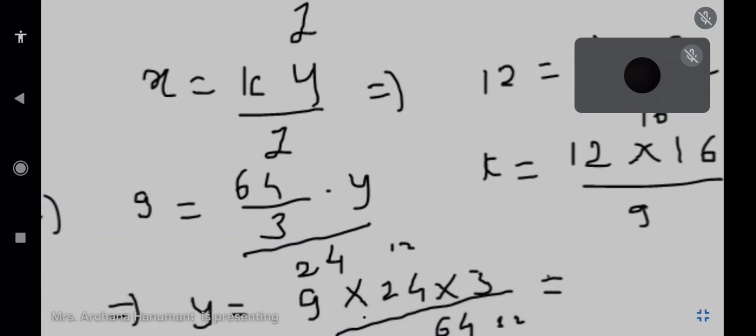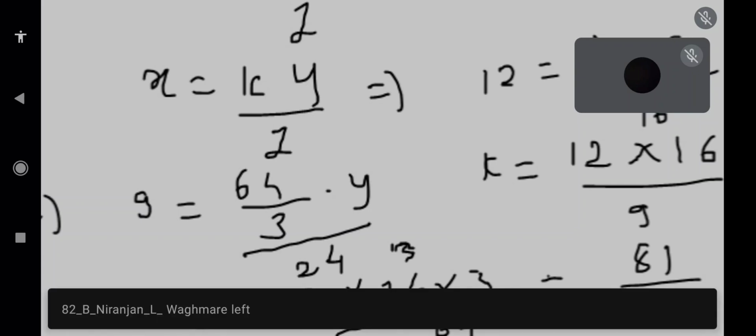So it becomes 8 into 3 is 24 and 8 into 8 is 64. So here 3 into 3 is 9, 9 into 9 is 81, and divided by 8. The value of y is 81 divided by 8.